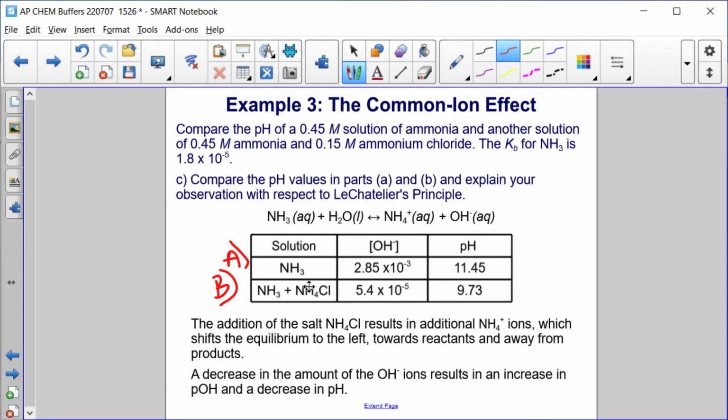So in part B, the addition of this salt results in additional NH4 plus, which will shift the equilibrium to the left, toward the reactants and away from the products. That means the products will decrease, including the hydroxide ion concentration, which will result in an increase in the pOH and a decrease in the pH, which you see here.